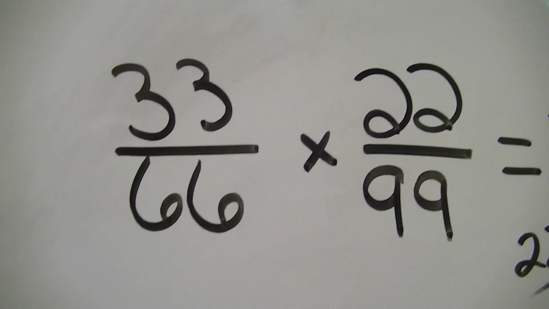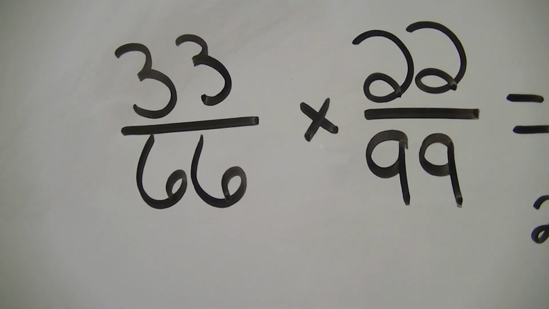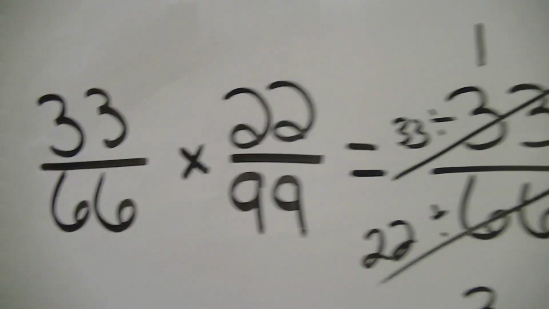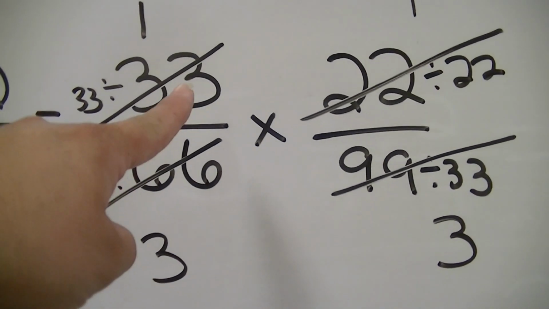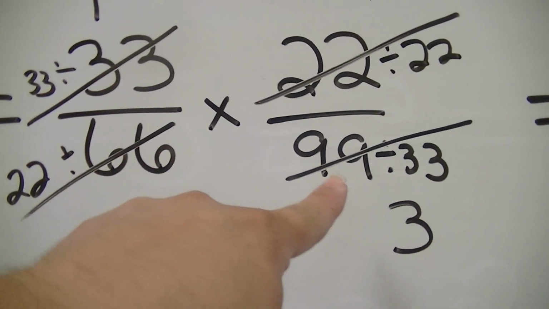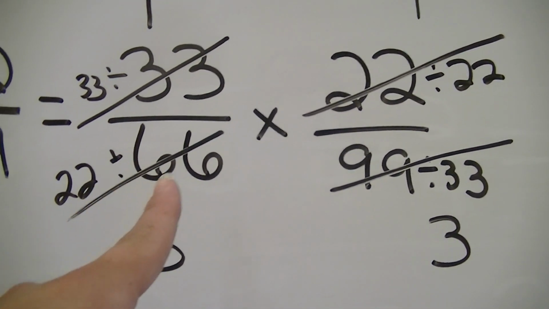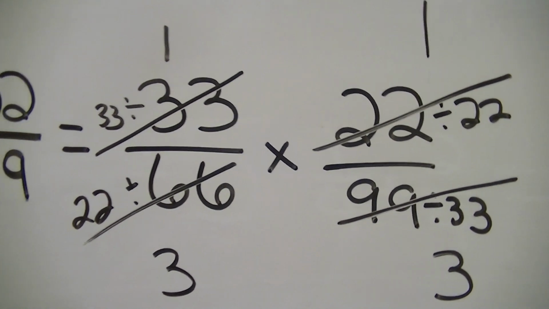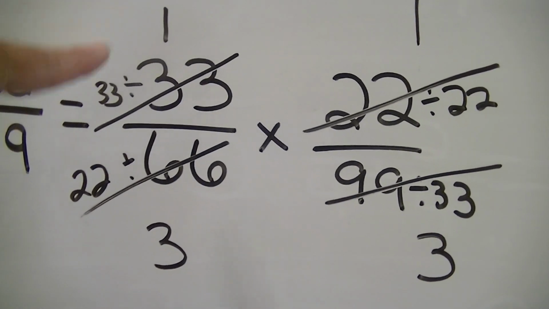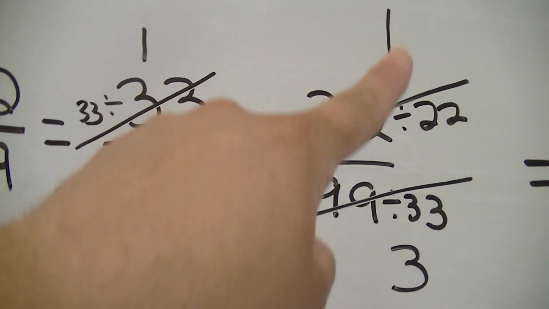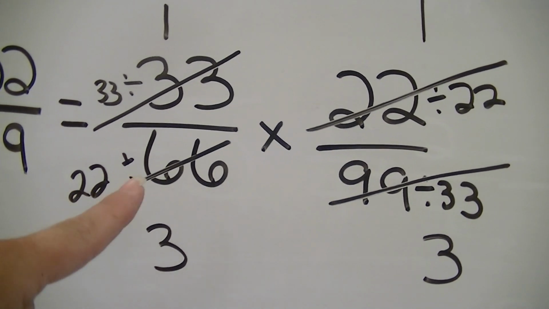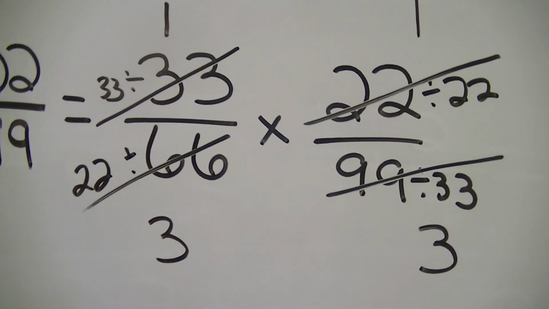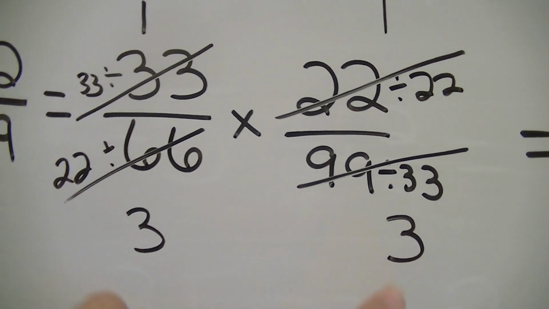22, right? And what goes into 33 and 99? 33. So in this case, I'm going to divide the 33 by 33, and I'm dividing the 99 by 33. Taking the 66 divided by 22, 22 divided by 22. So 33 divided by 33 gives us 1. 22 divided by 22 gives us 1. And 22 goes into 66 3 times. 33 goes into 99 3 times.